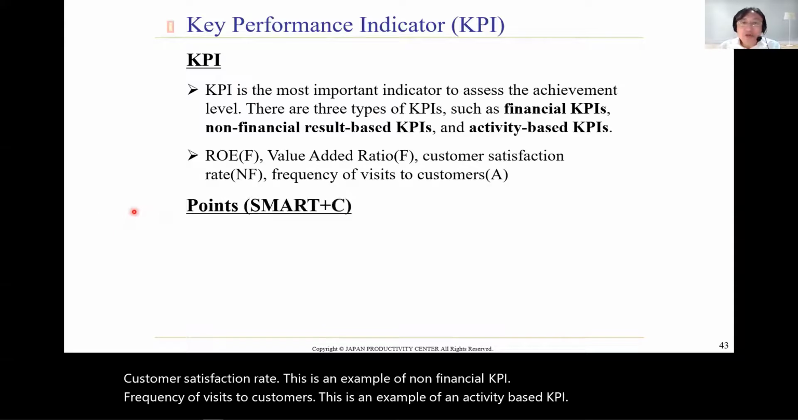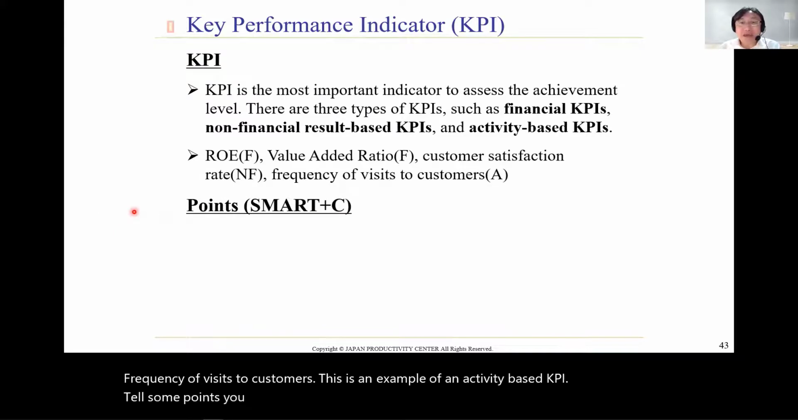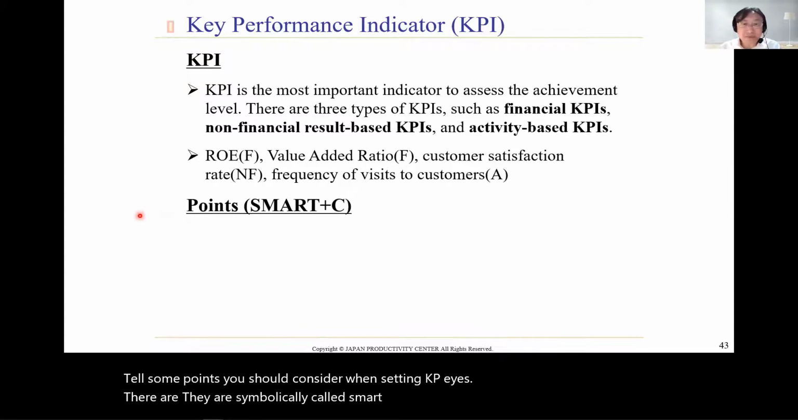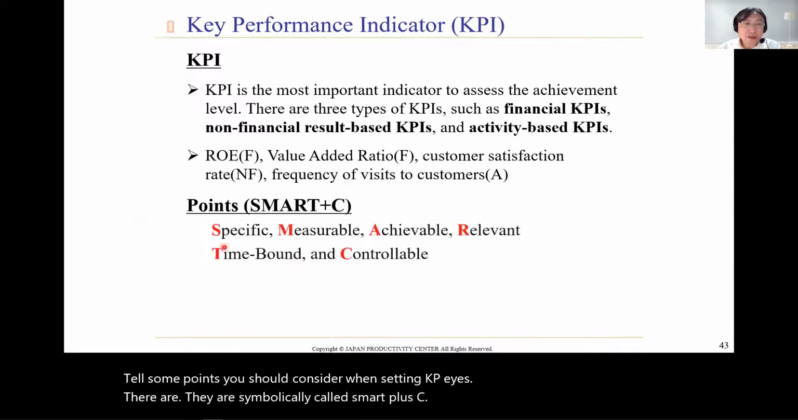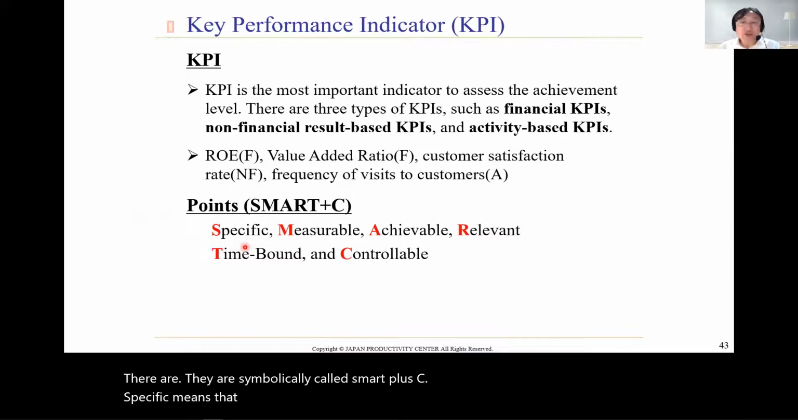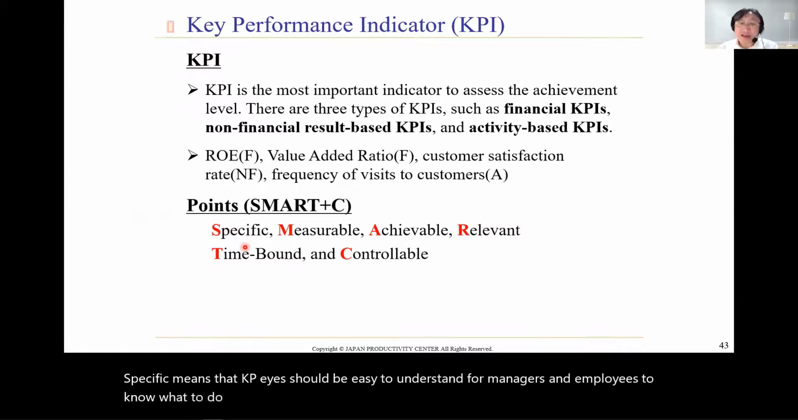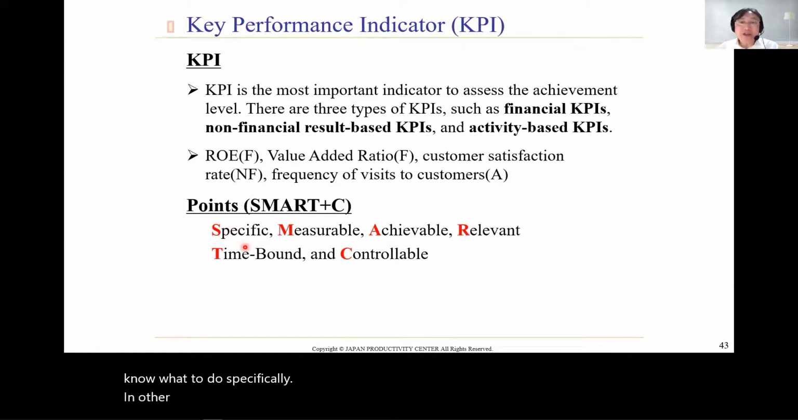There are some points you should consider when setting KPIs. They are symbolically called SMART plus C. Specific means that KPIs should be easy to understand for managers and employees to know what to do specifically. In other words, the KPIs need to show the relationships between the KPIs and business activities clearly.